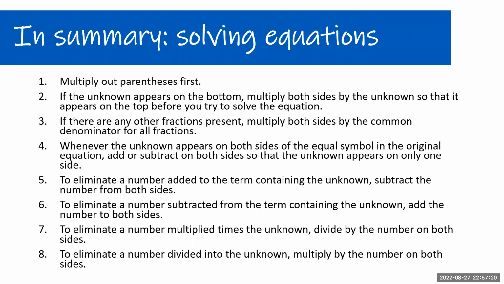But if you just want a quick reference to solving equations, remember that you're going to multiply out your parentheses first, distribute as you need to. If you have an unknown on the denominator, so at the bottom of a fraction, make sure that you multiply both sides to get rid of that. I tend to multiply both sides anyway if I have a fraction because I don't like working with fractions if I can help it. If the unknown or variable is on both sides, make sure that you move it just to one side.